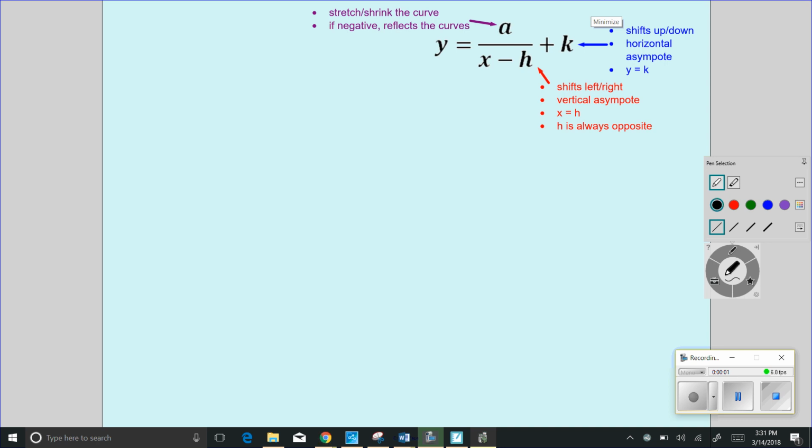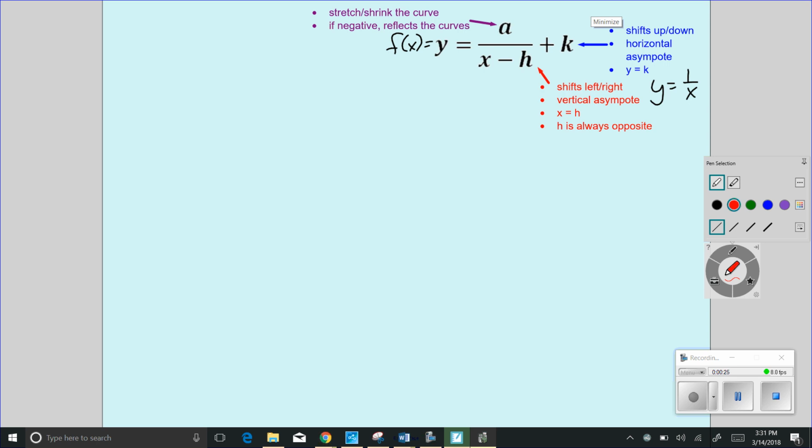Let's take a look at how to graph rational functions. Rational functions are given in this general form that you see here. Sometimes instead of y, you can also have f of x. That means the same thing as y. This is the equation that shows all of the transformations that are happening to your parent function y equals 1 over x. So there's several things that are happening here.